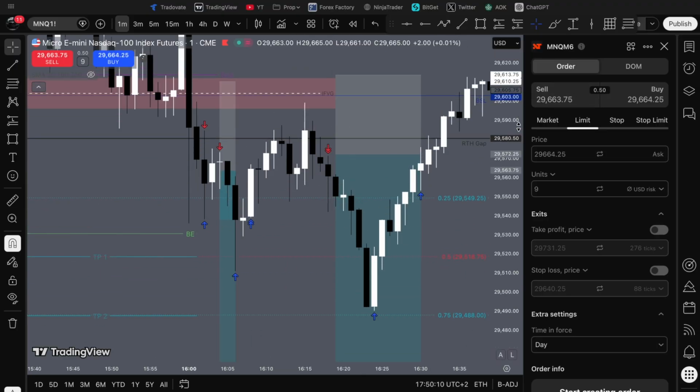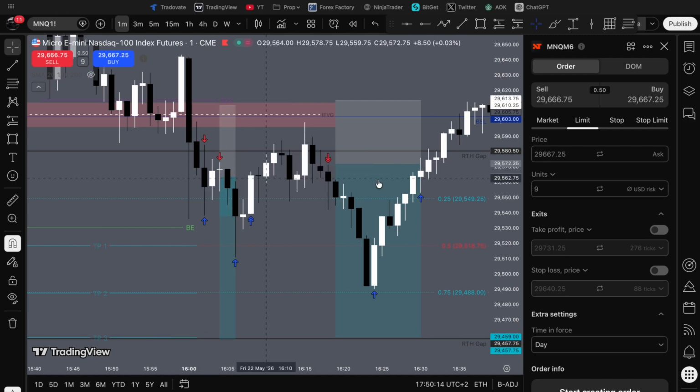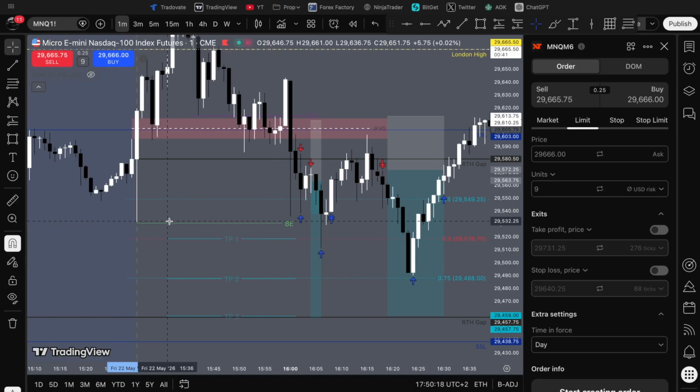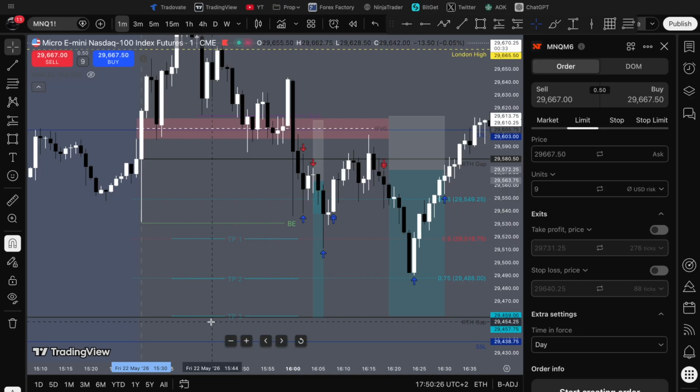But then this was my real entry here. With 3 micros I entered in the short. My first take profit, like you see, was here. After we went under this level here, I moved my stop loss to break even. I got 1 micro out here, 1 micro would have been out here, and 1 micro would have been out here.